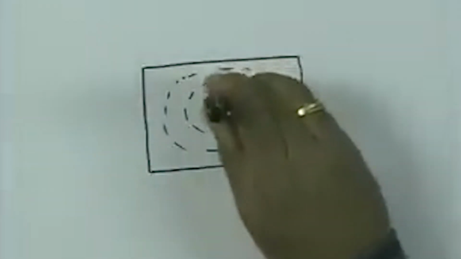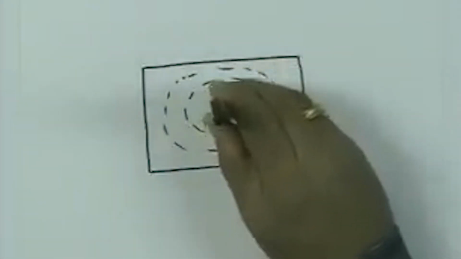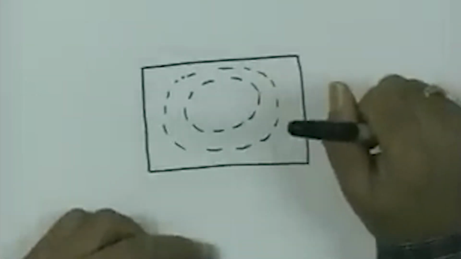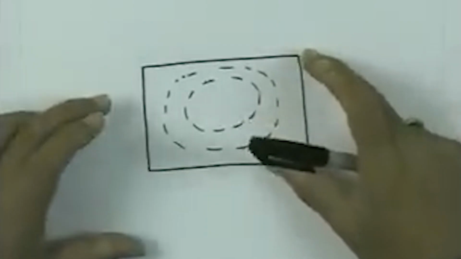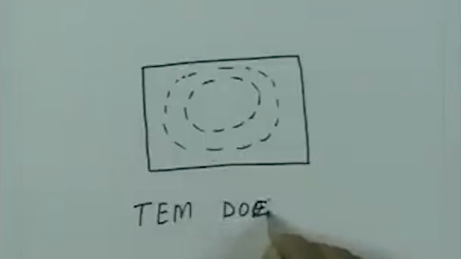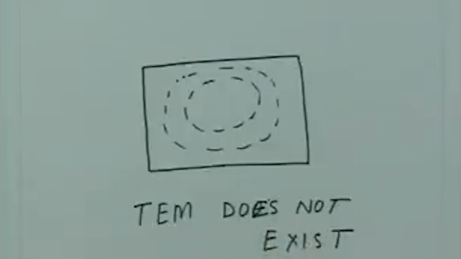So, that means these fields which are lying in the transverse plane cannot exist, because there is no current to support these magnetic field lines. That means this mode, the transverse electromagnetic mode, cannot exist inside a rectangular waveguide. So, this mode, TEM mode, does not exist inside this waveguide.